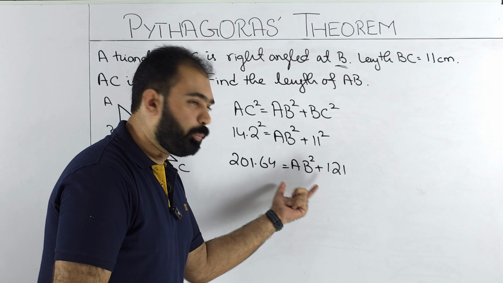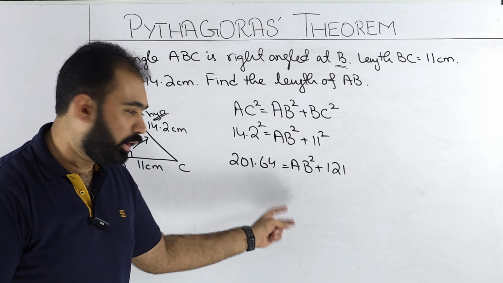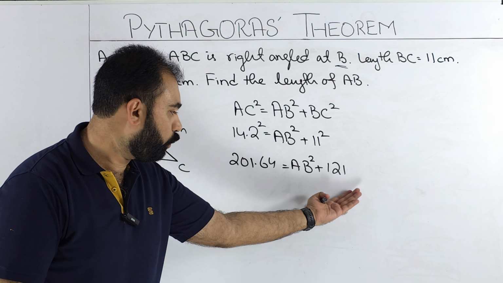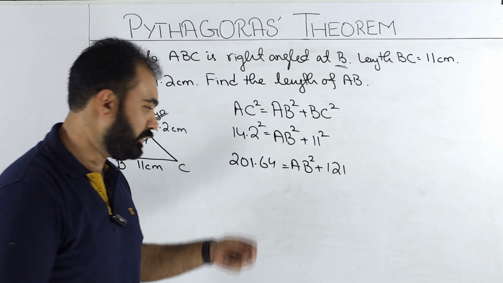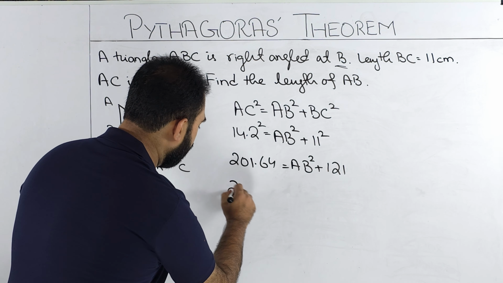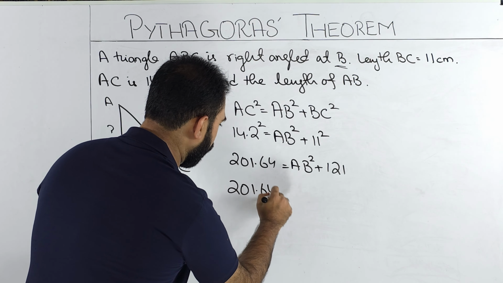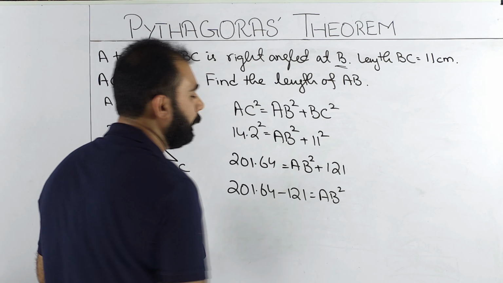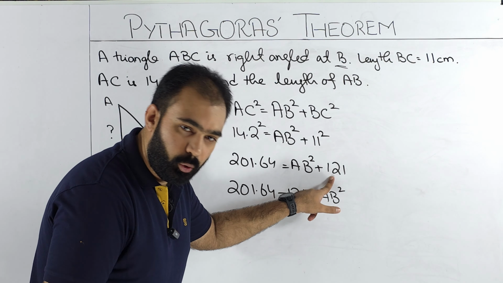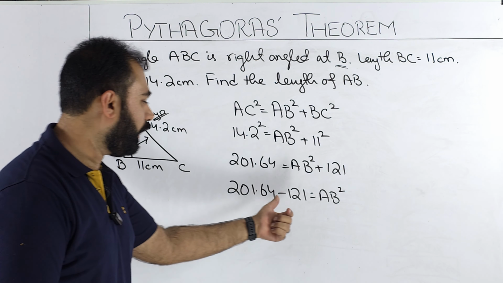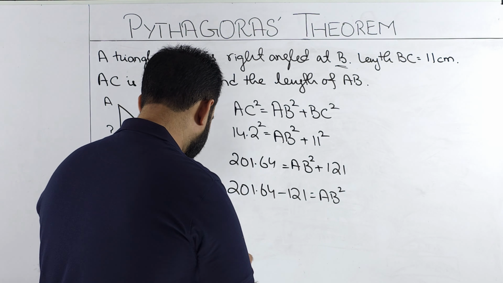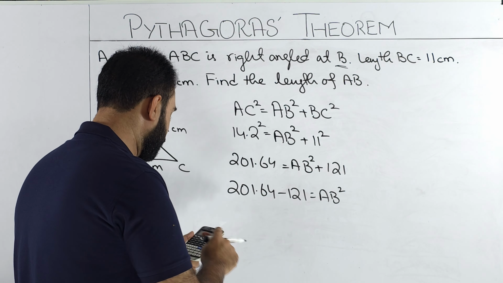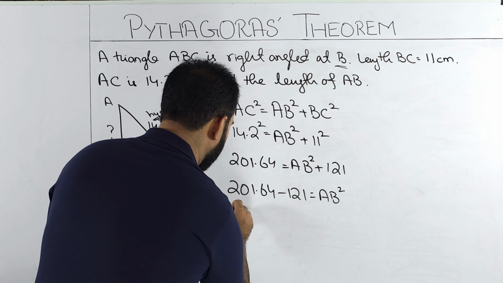Now AB is supposed to be the subject. AB की वैल्यू फाइंड आउट करनी है तो उसको इक्वल्स टू के एक साइड पे रखना है, and the other value 121 उसको हमें इक्वल्स टू के दूसरी तरफ लेकर जाना है. What we are going to do is 201.64 minus 121 is equals to AB square. Why? Because प्लस 121 है, इक्वल्स टू के other side पे move करेगा तो माइनस 121 हो जाएगा. 201.64 minus 121 is 80.64.